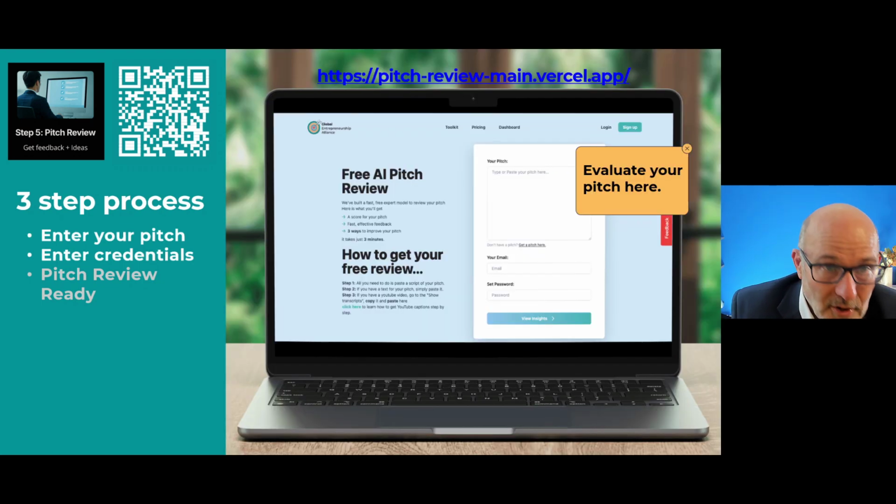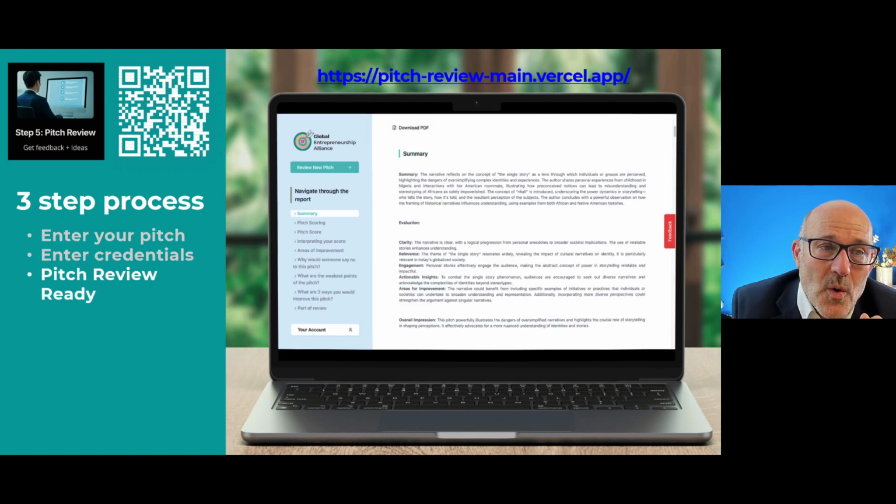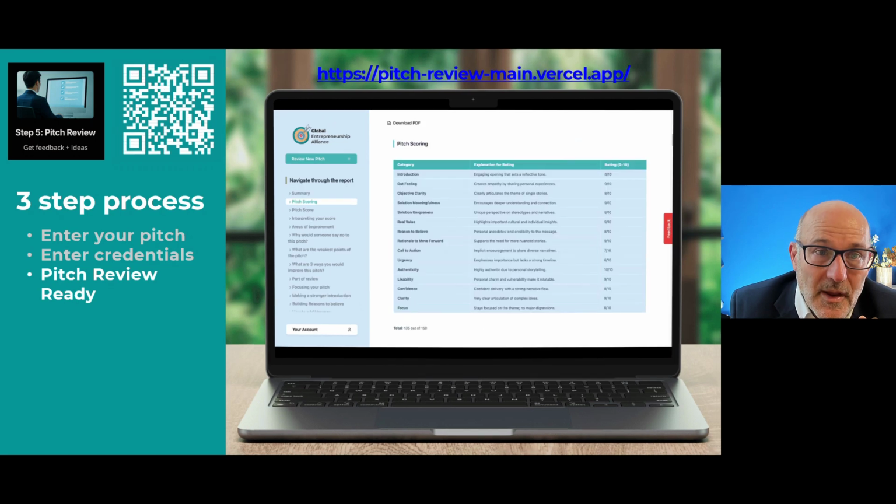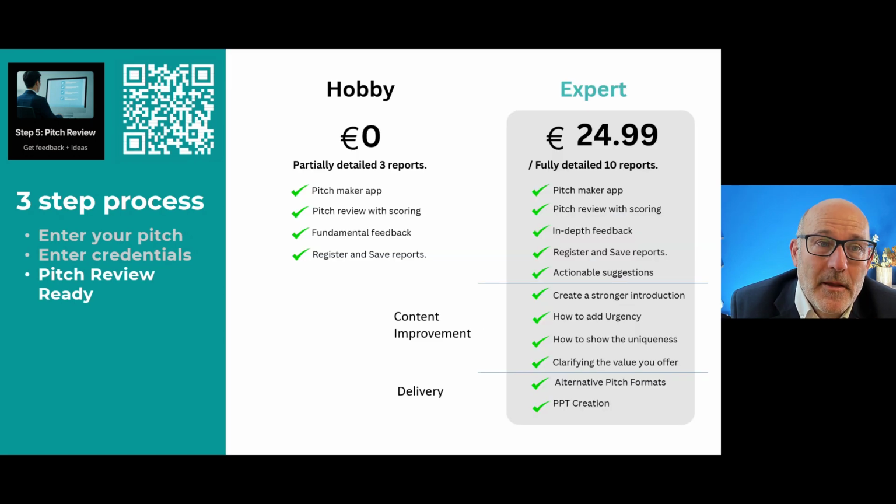So you go to the link, it'll look something like this. You drop your pitch, add the information. What it'll come back with is a summary of the pitch and a scoring of the pitch. We've got 2 versions of the pitch review tool. We have a free version, which we call the hobby version, which includes the PitchMaker app, the pitch review scoring, fundamental feedback, and a register and save reports.